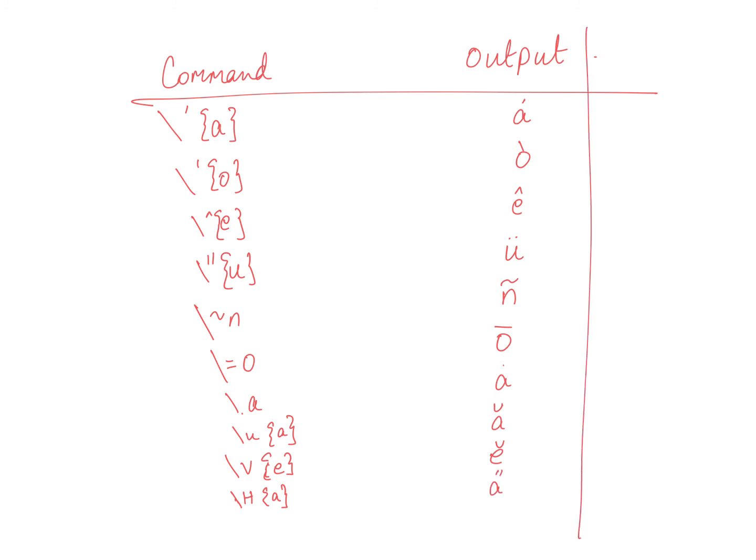Then I'll write the rest over here. If I did T and two O's, I'll get this. If I did C and C, I'll get this accent below it. And then if I did D and N, I'll get a dot below the N. And if I did B and I, I'll get a line below the I. So these are some of the accents and special characters that you can get from LaTeX.